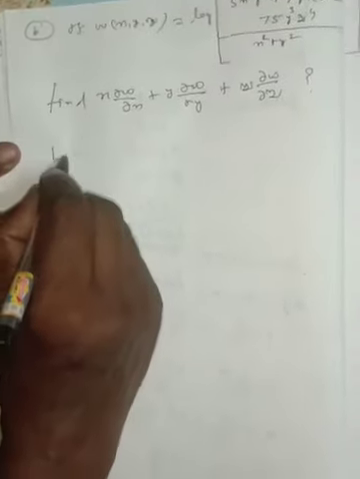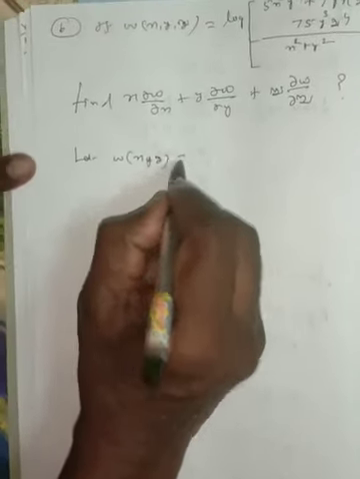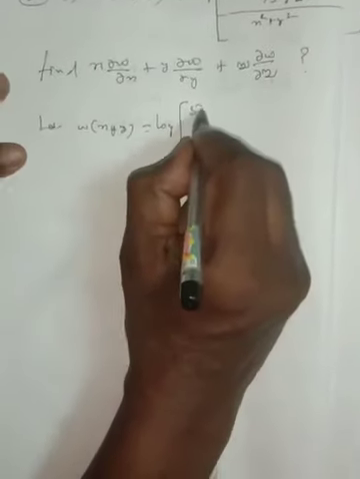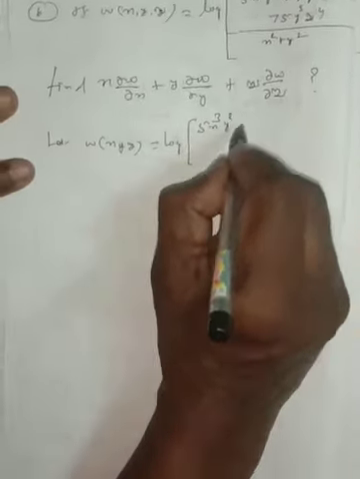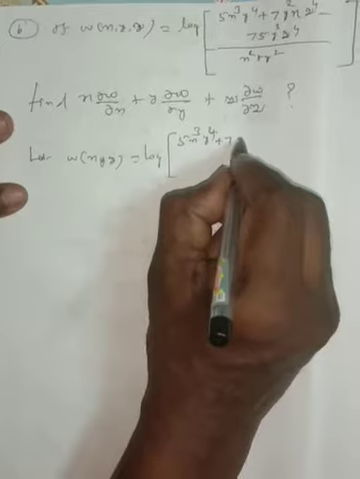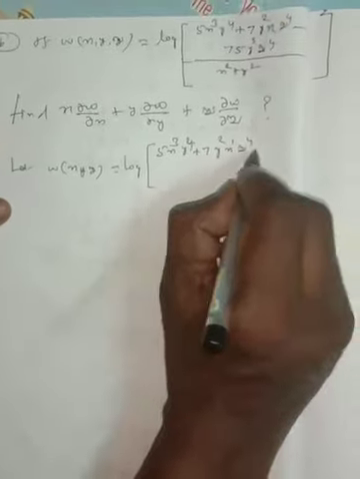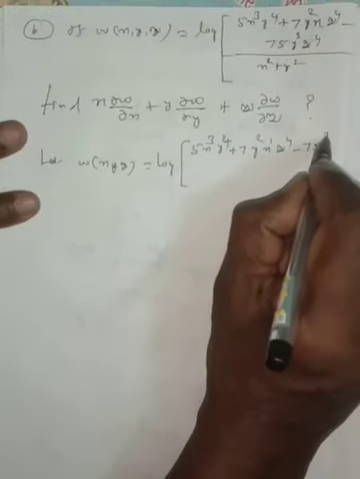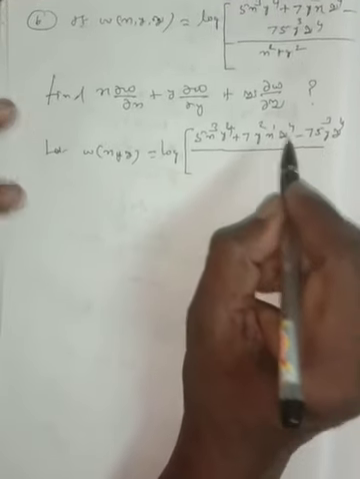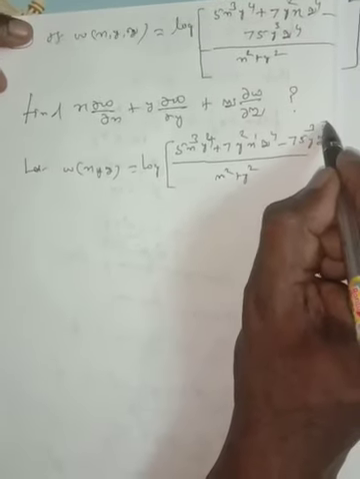Let w of x y z is equal to log of 5 x power 3 y power 4 plus 7 y square x z power 4 minus 75 y power 3 z power 4 divided by x square plus y square.